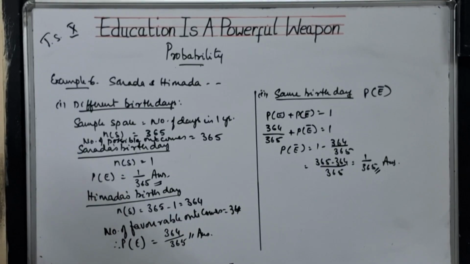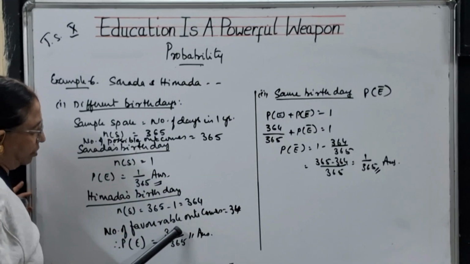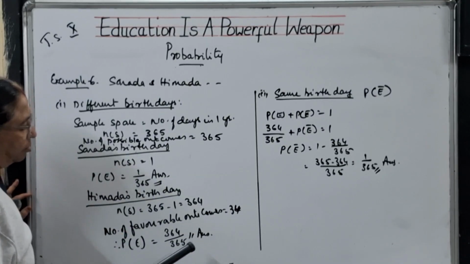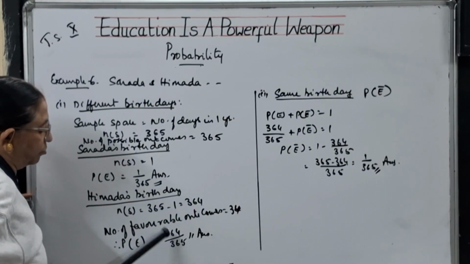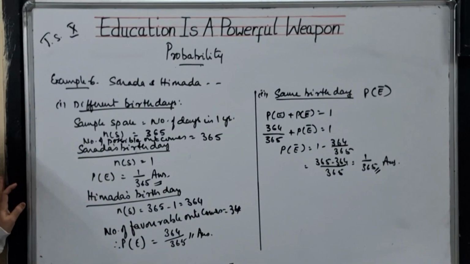So, the remaining days are 364. So, number of favorable outcomes are 364. So, probability of event is 364 by 365. So, total number of different birthdays will be 364 by 365.